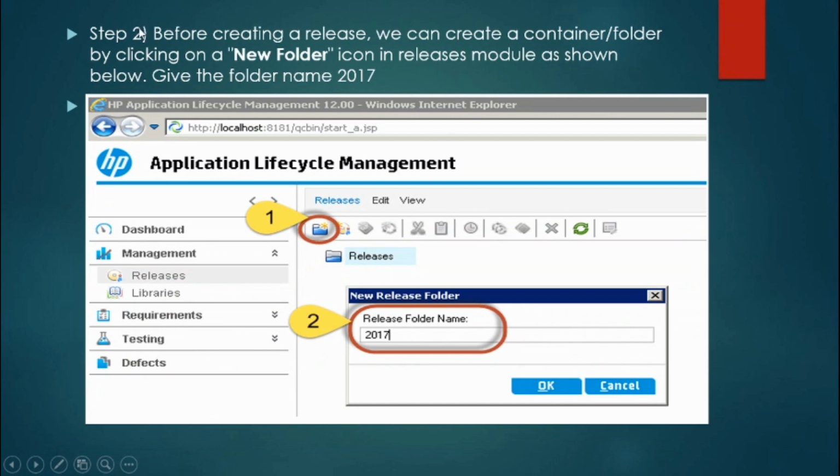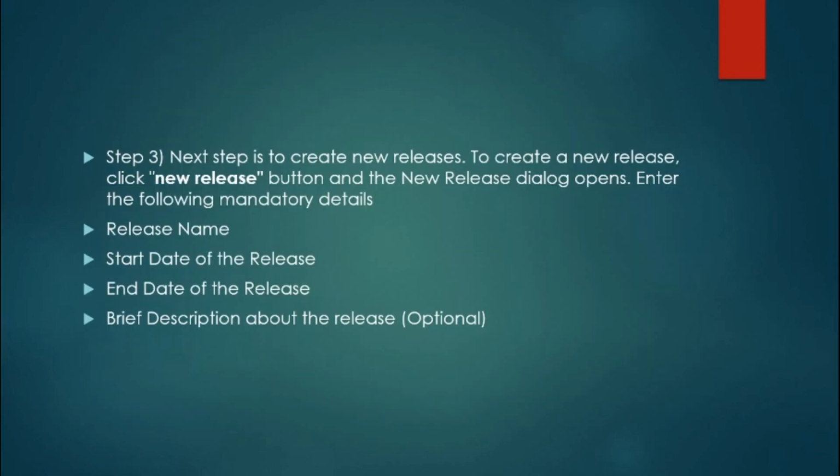Now before creating a release, we can create a folder by clicking on a new folder name, so that we can store or we can keep all the releases for that particular year or particular release into a specific folder. So you can see here that after clicking on the new folder, new release folder pop-up opened and we have given the name for the release as 2017.